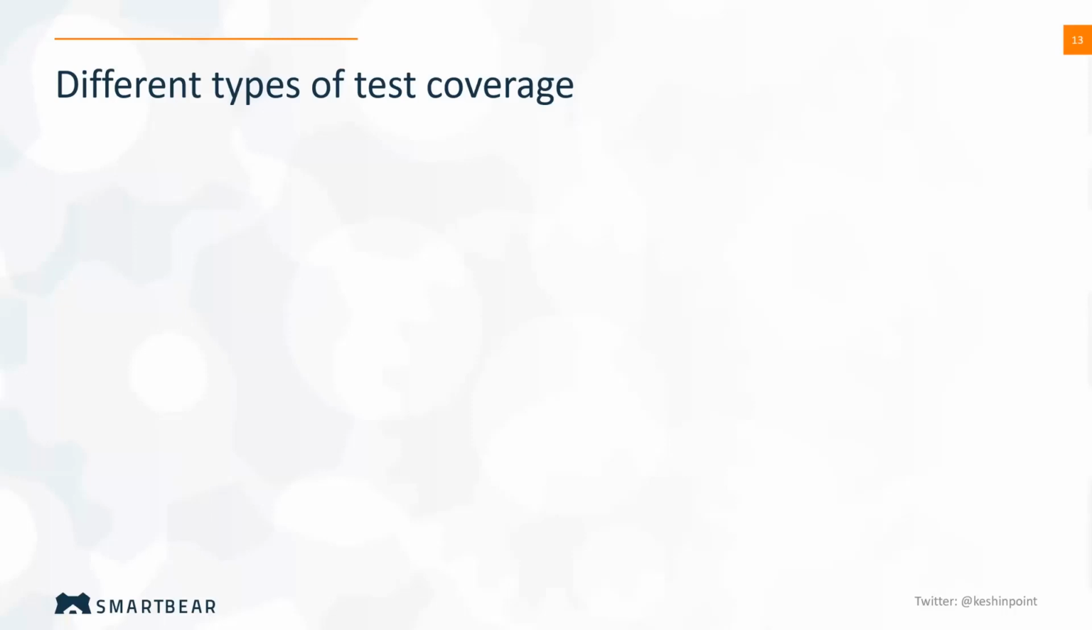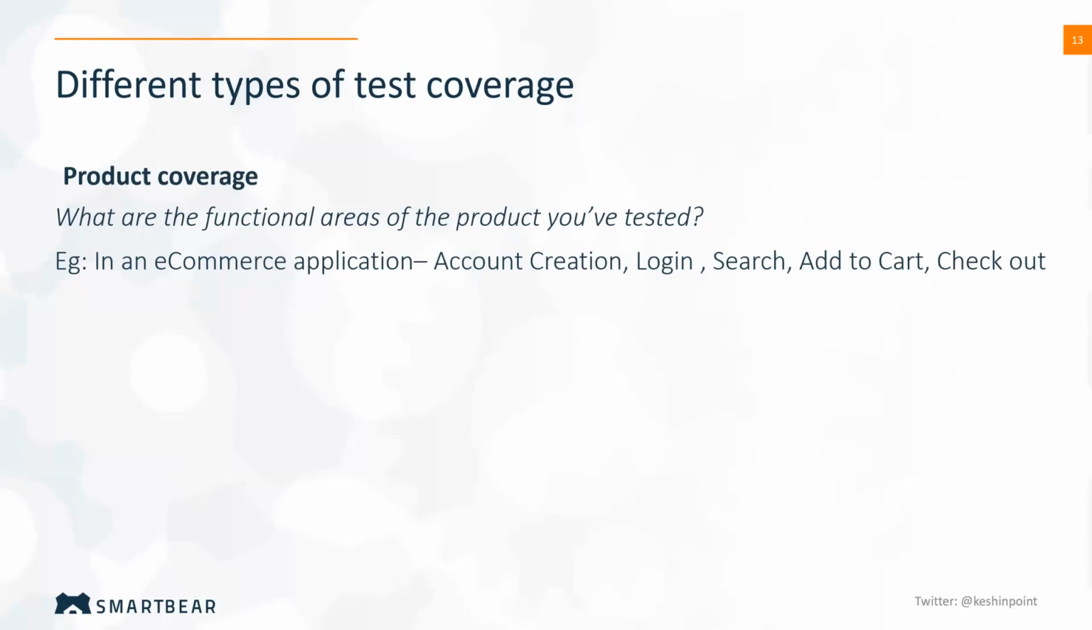So we'll start by talking about different types of test coverage. The first aspect of this is really looking at it from the product coverage. So what are the key functional areas of the product that you have tested? In the case of an e-commerce application, for example, you'd want to look into the account creation, the login, the add to cart, the checkout. These are all the critical paths that you know your end users will be taking, where the end user comes into your application and is likely to use your product.